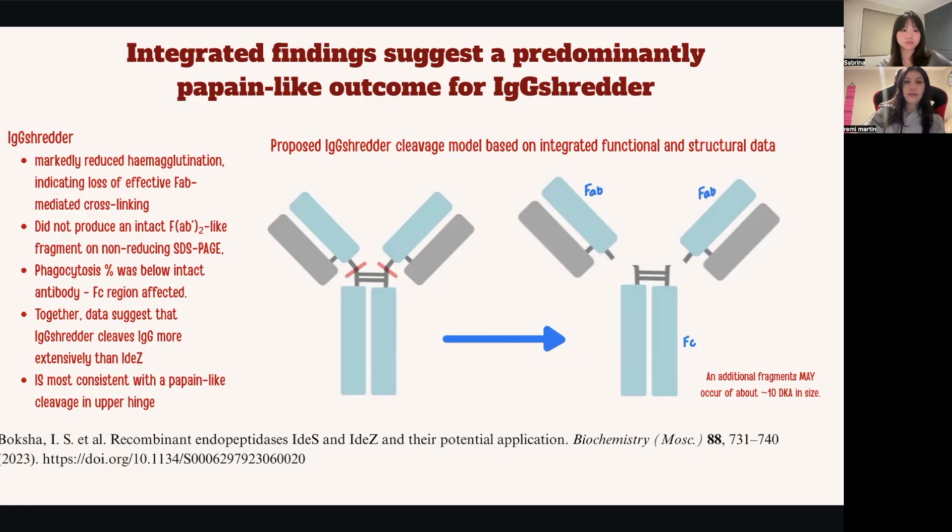Under reducing conditions, disulfide bonds break, so hinge cleaved fragments should show smaller bands. Both IDES and IgG-shredder showed bands at approximately 25 kilodalton, supporting hinge cleaving. The phagocytosis assay supports this further, as IgG-shredder showed reduced phagocytosis compared to undigested IgG, indicating Fc-mediated opsonization was affected. This suggests that IgG-shredder reduces Fc-dependent phagocytosis, consistent with papain-like cleavage where Fc is separated from Fab.